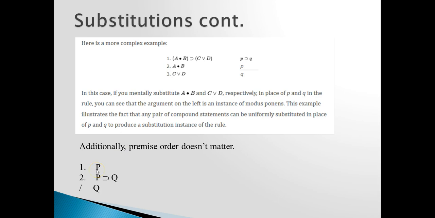Last thing here, premise order doesn't matter, as we saw in one of the earlier examples with hypothetical syllogism. This is still a valid case of modus ponens, even though it's not conditional first and then antecedent. All I need is a conditional, which I have. I have the antecedent of it here. Therefore, I get to conclude with Q. That's all I need. The order is irrelevant for getting this conclusion because I have the parts.